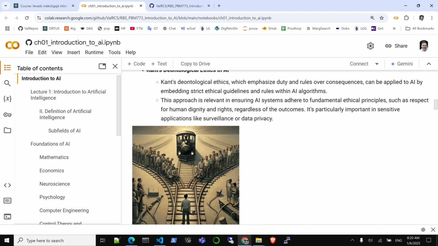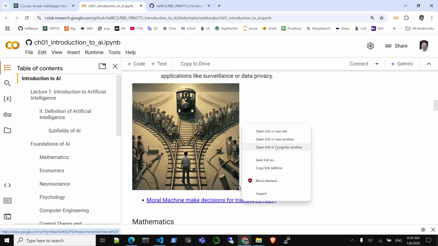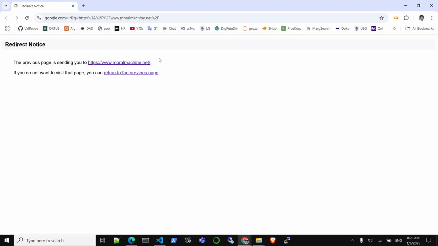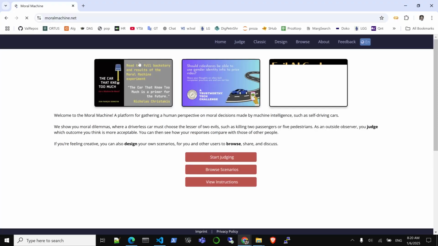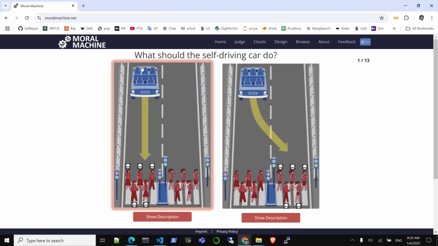Oh yes, here's my favorite. This is a trolley decision, and if you want to play around with this, there's the Moral Machine from MIT. I think it still exists. You can start judging: what should a self-driving car do?